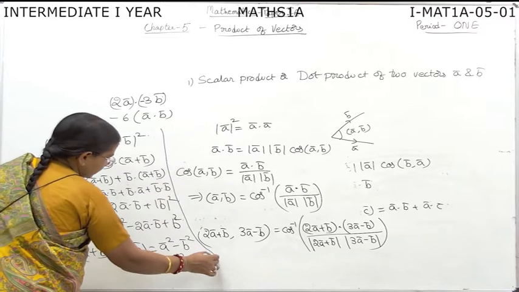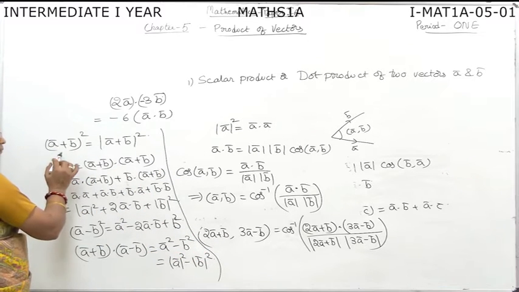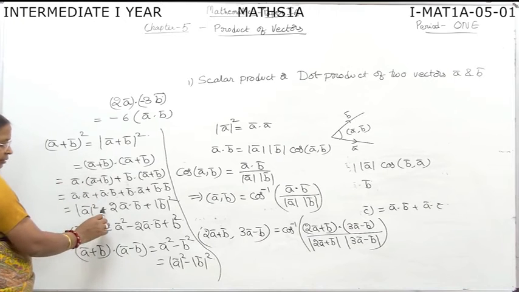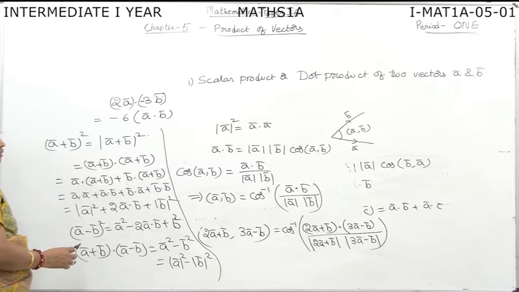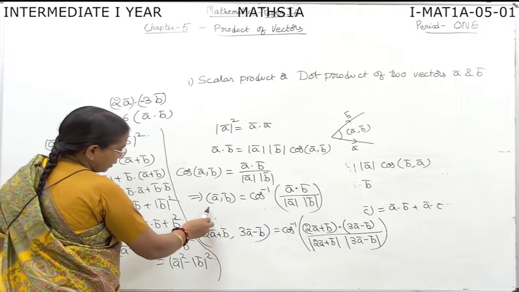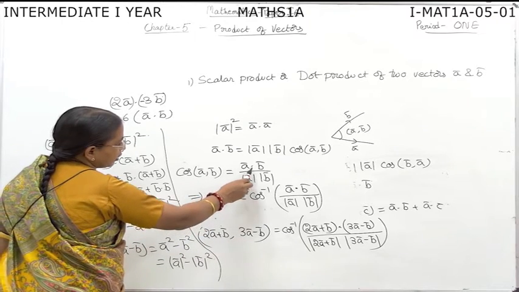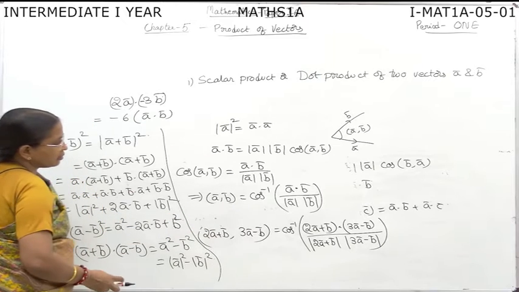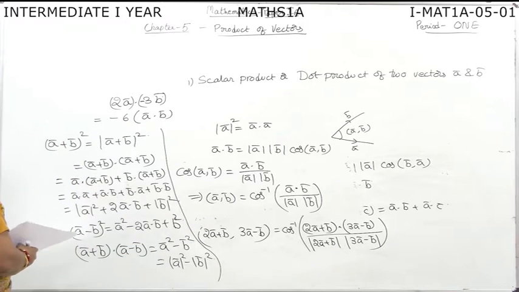Have you understood? We'll summarize all this. First try to understand. So (a + b) whole square is (a + b) dot (a + b). So it is a square plus 2 a dot b plus b square, like that. So a dot a means mod a square. Cos of angle between the vectors is a dot b by mod a mod b. So angle between the vectors a and b is cos inverse of a dot b by mod a mod b.